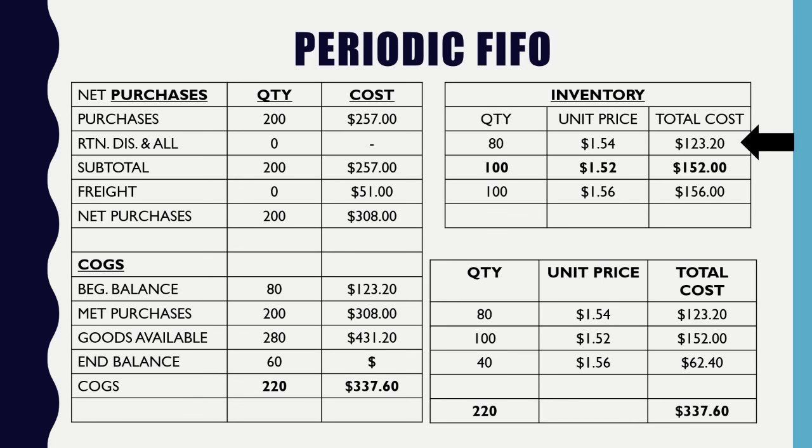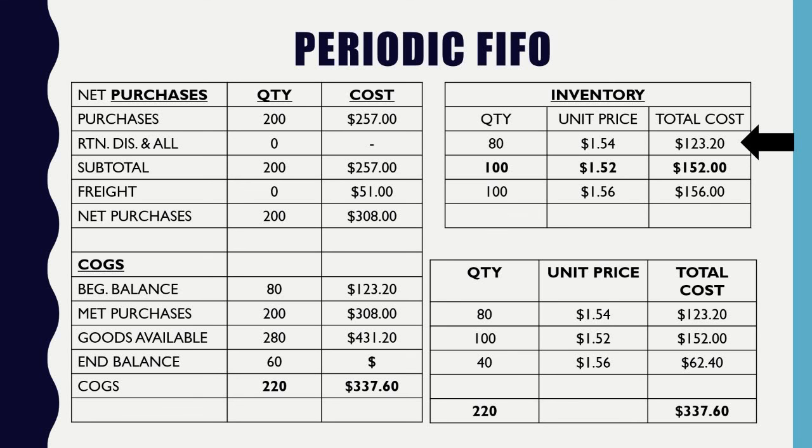The second batch I did was my batch for 152. I'm getting rid of the whole entire thing. If I sell those 100 items, it's going to cost me a grand total of $152. Then I have 180, and I should have 40 left remaining, with only one batch remaining. So I'm going to take 40 out of that 100 and cost it at $1.56 each. You multiply these two together to get a grand total of $62.40.